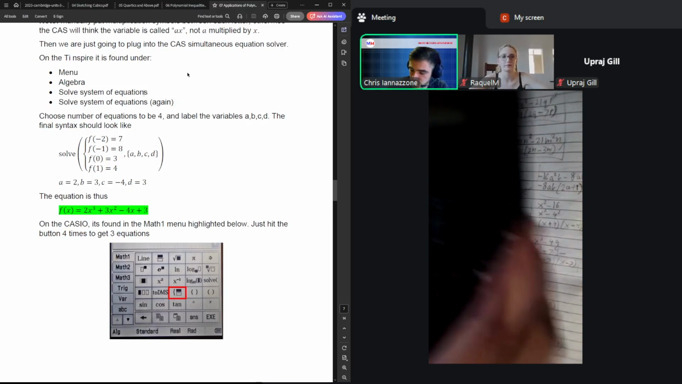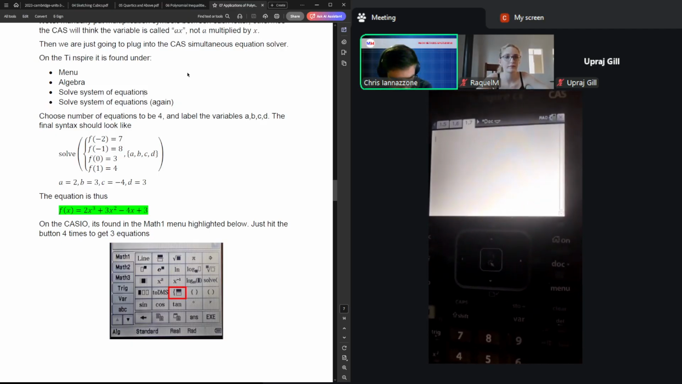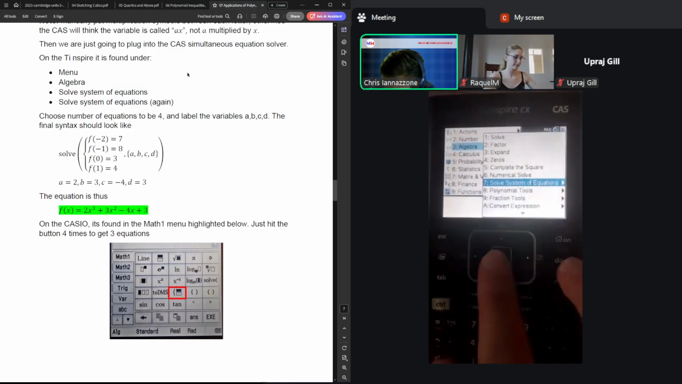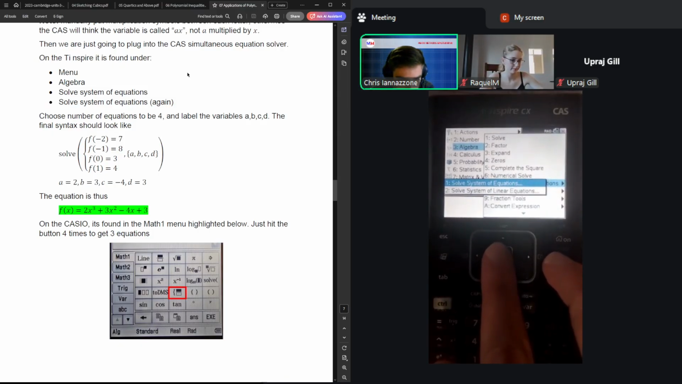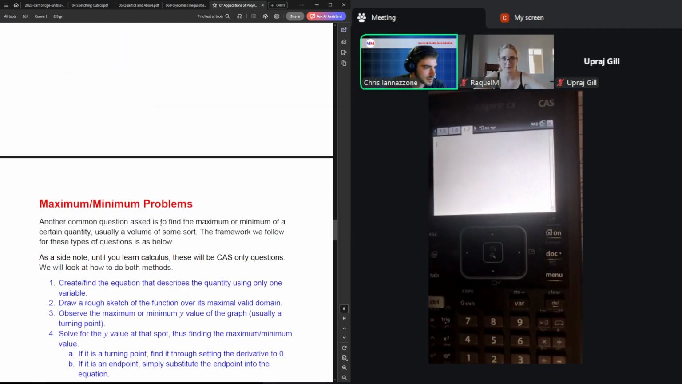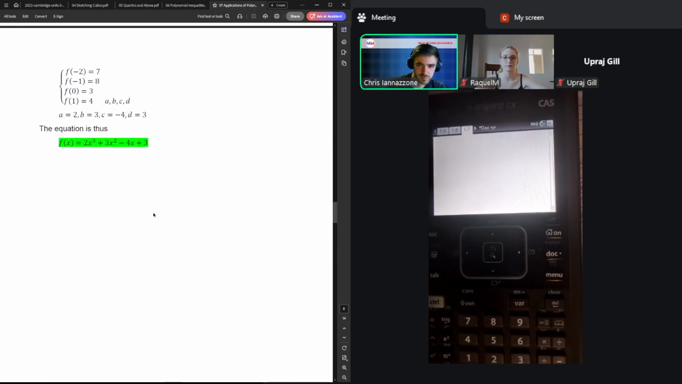In fact, I can just bring it up on the document camera. Okay, so on the document camera: menu, algebra, solve system of equations, or 7 on mine, and then solve system of equations again. From here, you plug in the number of equations you're supposed to have, and then label the variables as what you want them to be labeled. And then from there, you're just plugging in exactly the equations, just like you would for any simultaneous. Cool, all right, that's that type of question. Very similar to quadratics. Any questions about that so far?